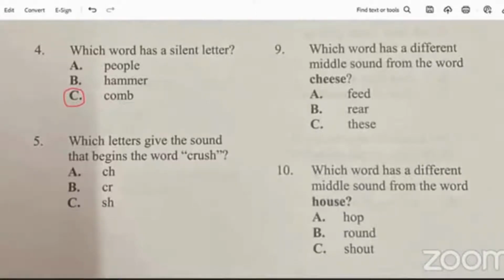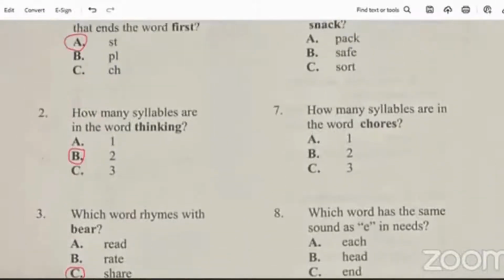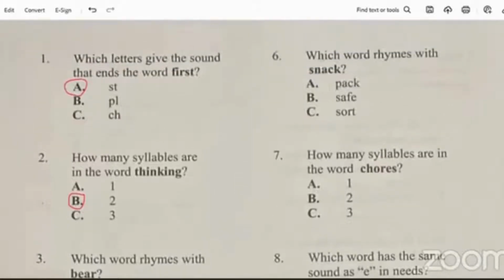Which letters give the sound that begins the word crush? Is it CH, CR, SH? It says begins the word crush. So, of course, the answer is B, CR. Now, let's go to the other side of the paper. So, we'll scroll again and go back to question 6.